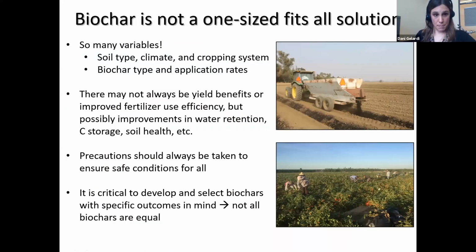So to wrap up, biochar is not a one-size-fits-all solution. There are a lot of variables. I think I've said that multiple times throughout, but just to say it again, your soil type, your climate, your cropping system, they're all going to lead to different outcomes for your biochar. And of course, your biochar type, the production parameters, the chemical and physical parameters, and the application rates.